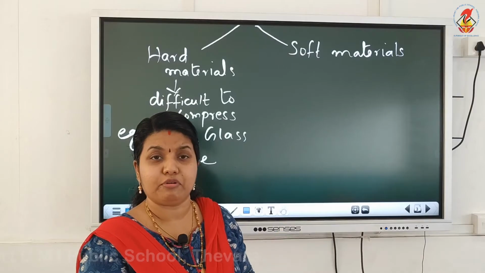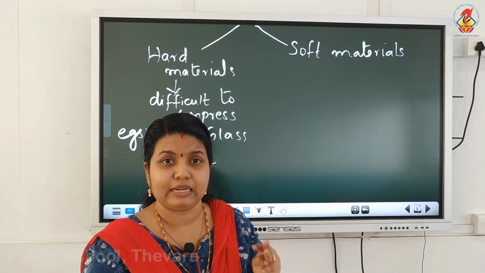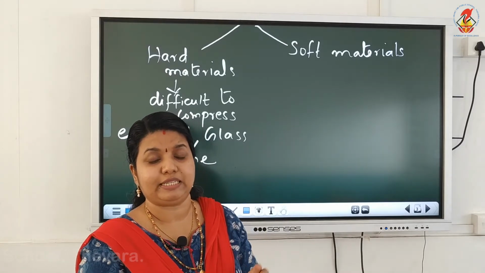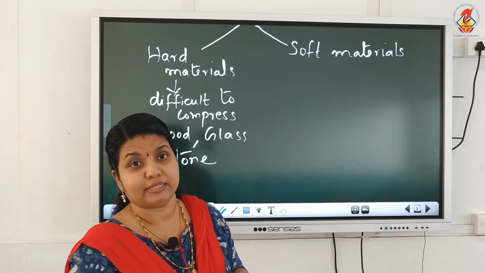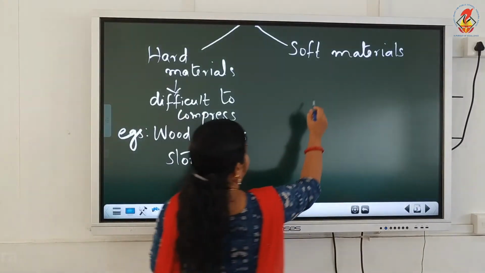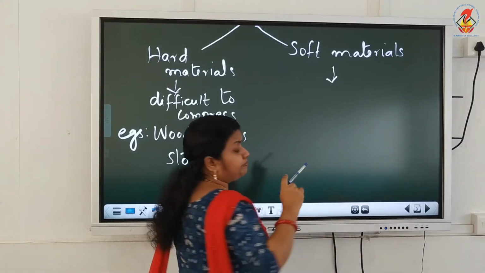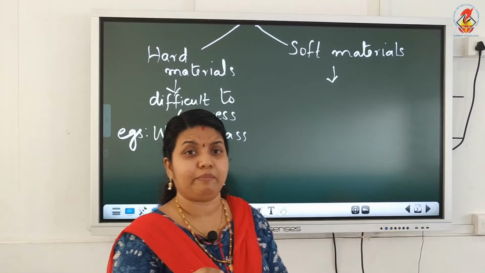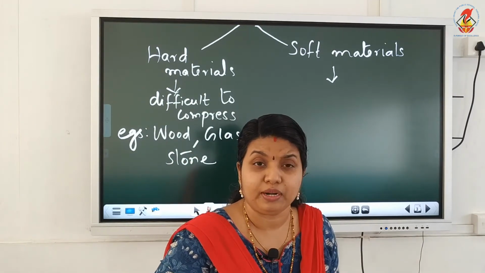When you apply force on it, they will not change their shape. Such materials are known as hard materials. The materials which are difficult to compress are known as hard materials. Examples are wood, glass, stone, etc.